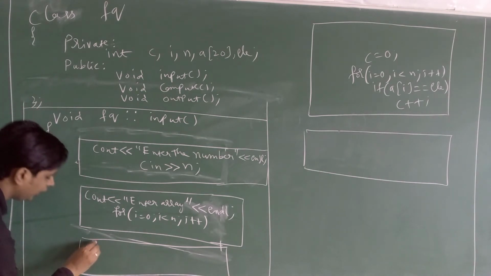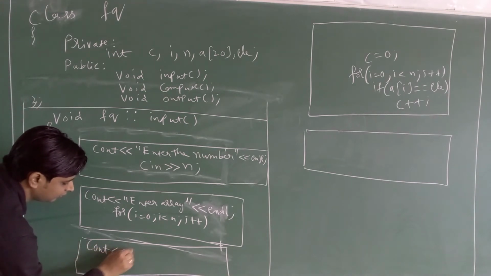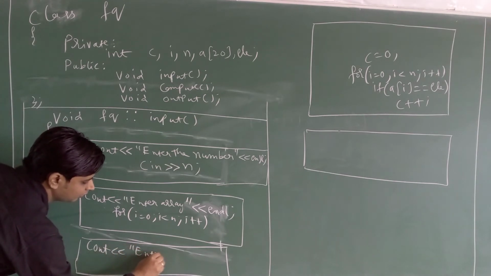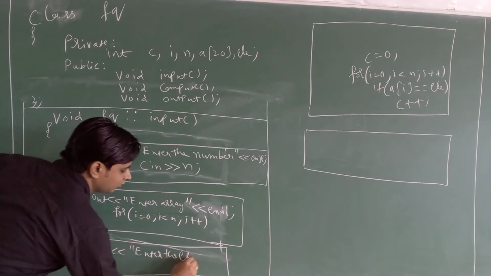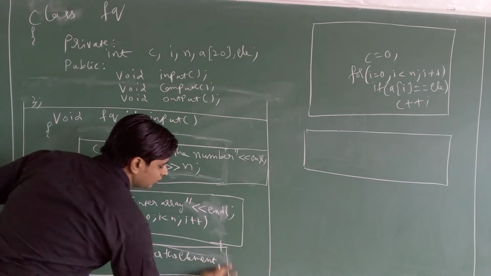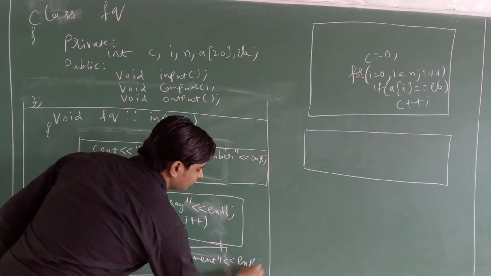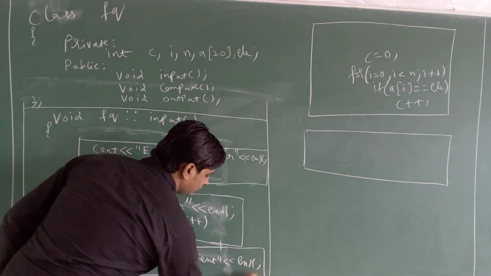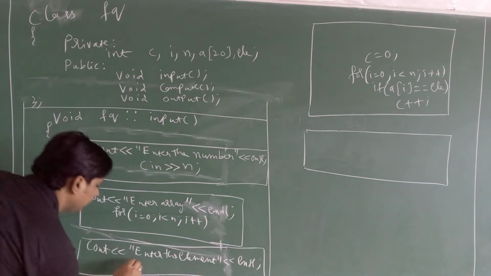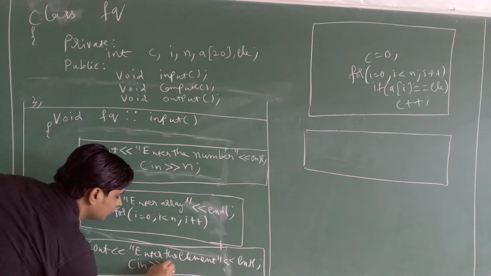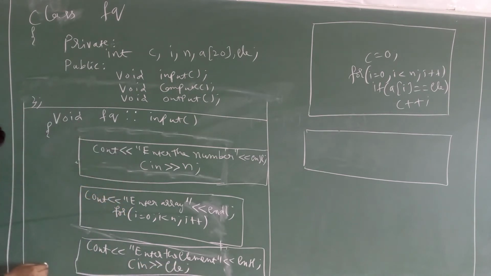So cout, enter the element. Then cin, and close the bracket here. Don't forget to close the bracket there. This is the input bracket. The class bracket is already closed with a semicolon. Now this is the input bracket.